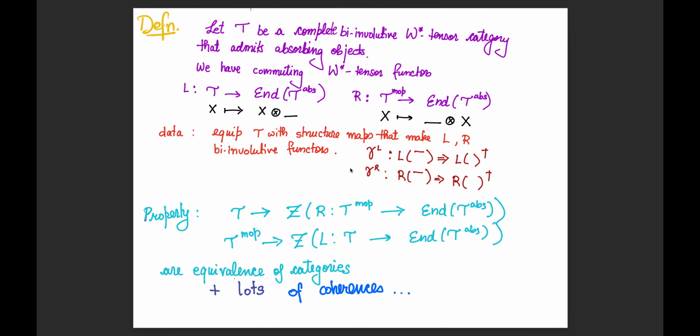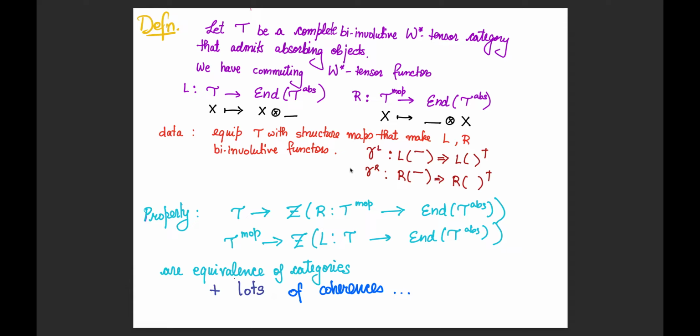Okay, so if I take T to be a complete biinvolutive W* tensor category that admits absorbing objects, I have two functors, the left and the right multiplication. If I take an object of my tensor category and tensor it with an absorbing object, I told you that we'll get an absorbing object. So this is an endofunctor for T^abs. And similarly, the right multiplication is an endofunctor.